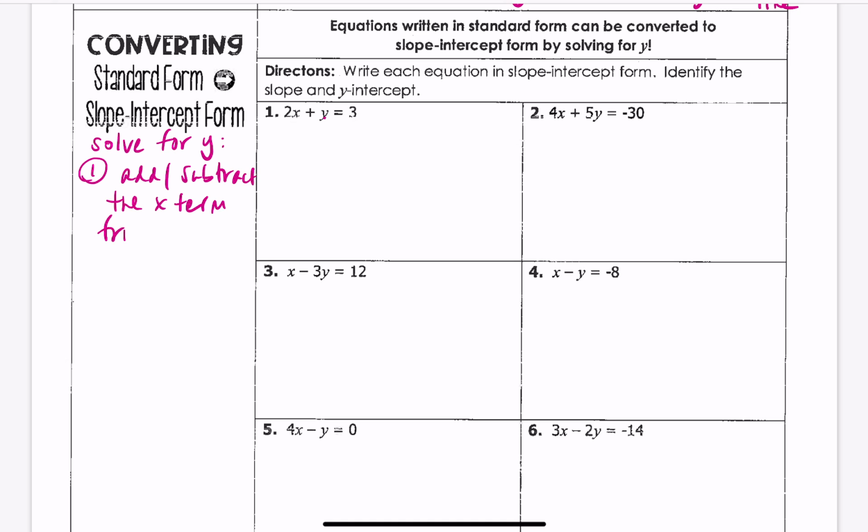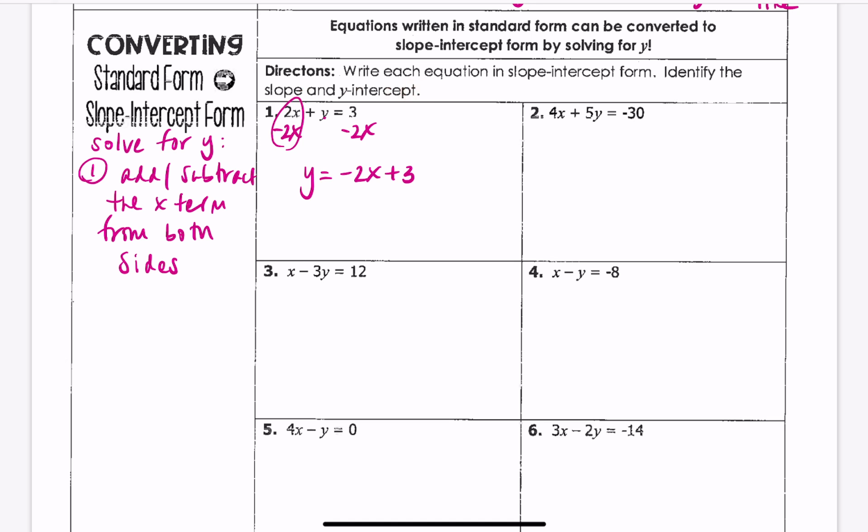from both sides. So when you look at the first one, you see 2x. I need to subtract 2x from both sides. It becomes a 0 here. I bring down my y, and then I have minus 2x plus 3. You want your x term to come first. So it's the first step. The second step, now this one's done, right? I solved for y.